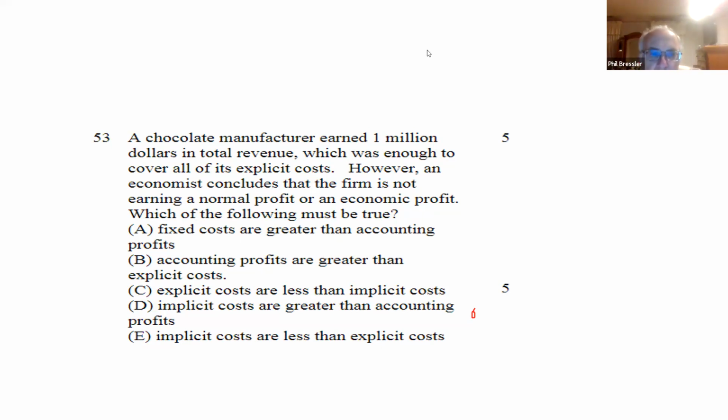Implicit costs are greater than accounting profits. Remember, accountants measure total revenue minus explicit cost. Economists, which is all our cost curves, use total revenue minus explicit and implicit cost. An explicit cost is like rent, anything you would really pay money for. An implicit cost would be, if we knock Calvert Hall down, what could we get for the land that Calvert Hall's on?